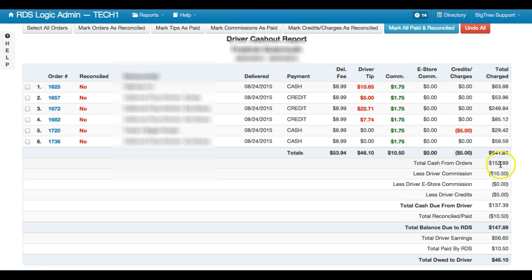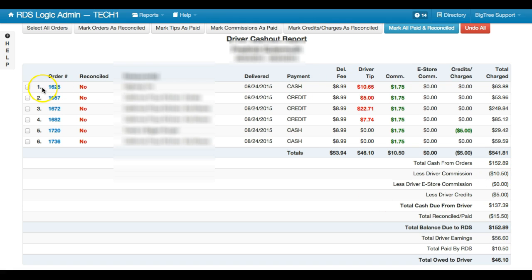So basically it's now reduced from total cash down here. And you know what? Let's go ahead and get rid of this credit here. So we're going to go ahead and mark that credit as reconciled. So now that we've gone ahead and reduced that, you'll see that we still have our balance due, but we've also paid off that driver commission.